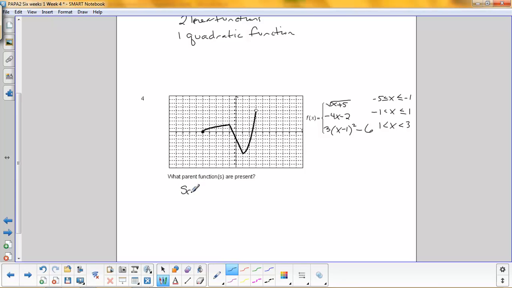Alright, so this is a square root function, a linear function, and a quadratic. The domain is going to be given as negative 5 through 3, and the range I'll go ahead and switch up and put in set notation. That's going to be y such that negative 6 less than or equal to y, which is less than 6. Close your bracket.